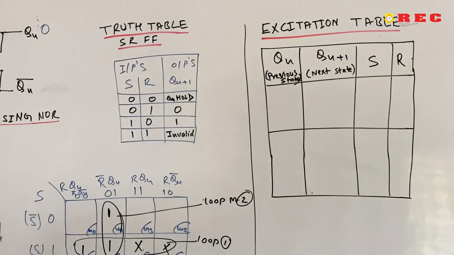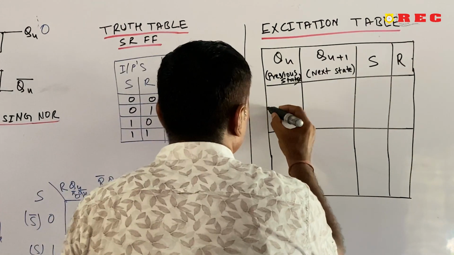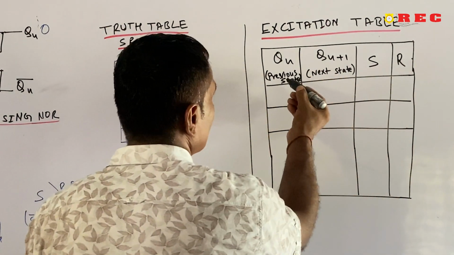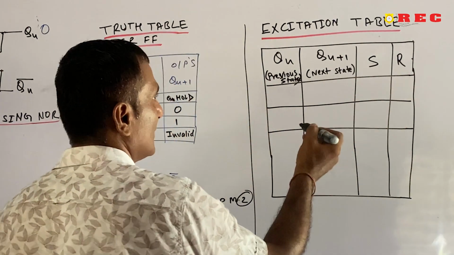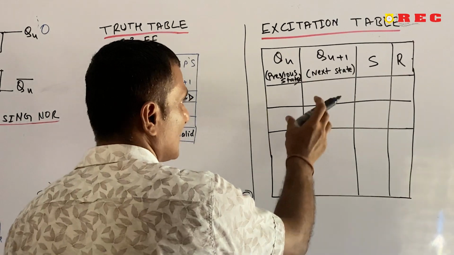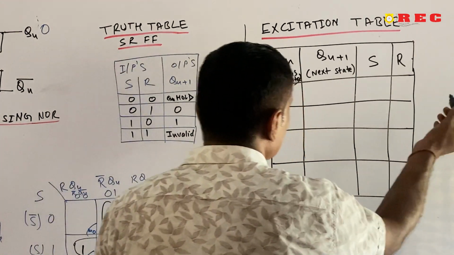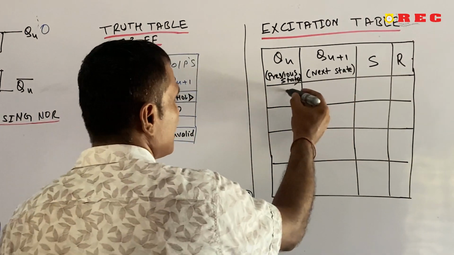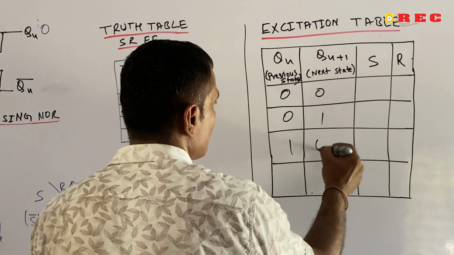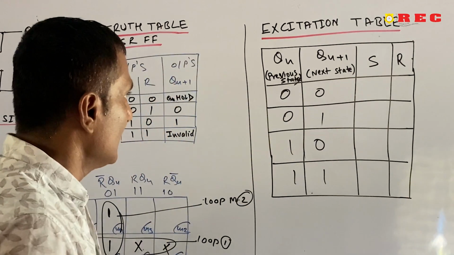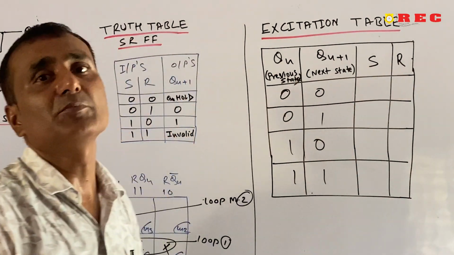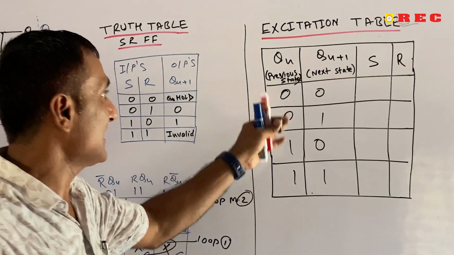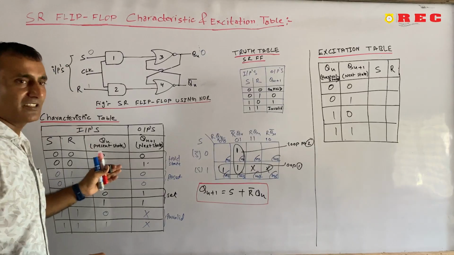See this excitation table, what is here? There will be 4 options, where I have written Qn, that is the previous state, and Qn plus 1, that is the next state, and S and R. We have told you, according to the output, what will be the input. So the outputs will be 0 0, 0 1, 1 0 and 1 1. According to this, what will be the values of the S and R inputs? We have to decide from this characteristic table.